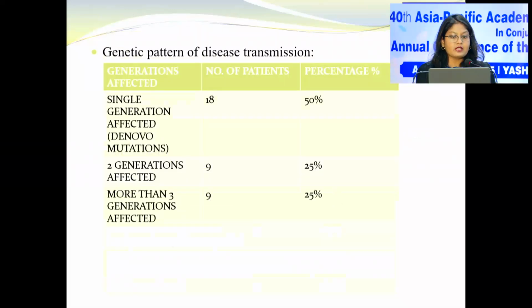The genetic pattern of disease transmission. De novo mutations were noted in 8 patients. Two generations affected was seen in 9 patients, and more than 3 generations affected was seen in 9 patients.